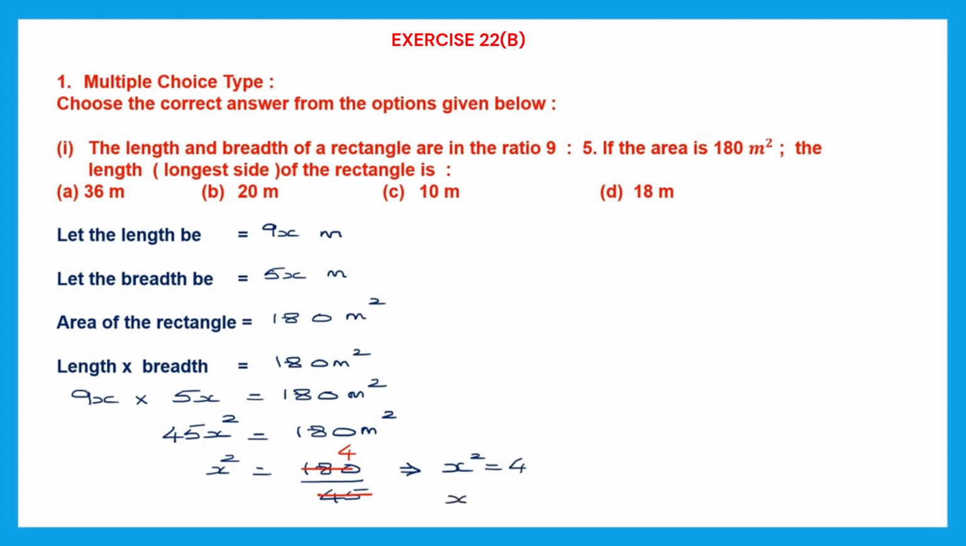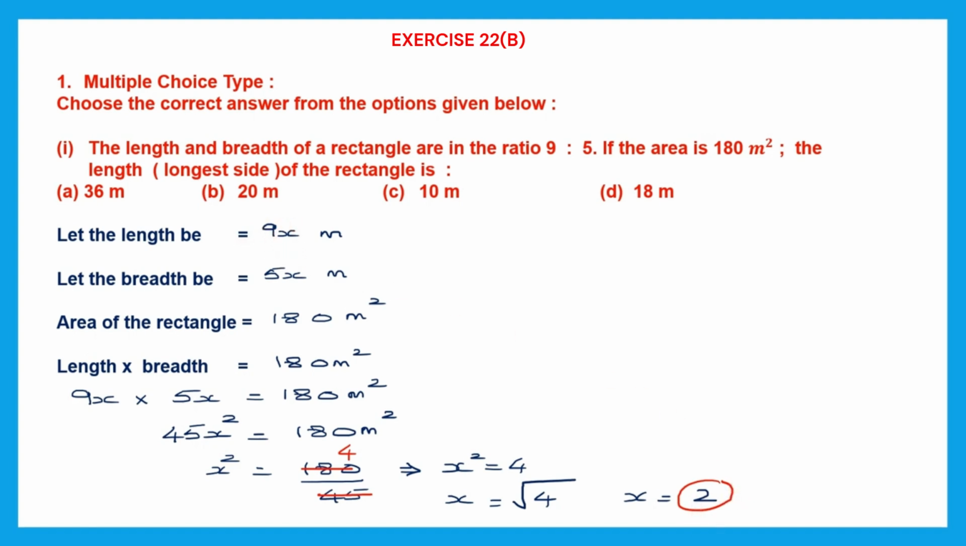So x will be equal to the root of 4. And the square root of 4 is 2. That means the value of x is 2. 2 into 2 will give us 4. So we have found the value of x. Now we've been asked to find the longest side. And the longest side is the length, which is 9x. So if we substitute x with 2, we will know the length.